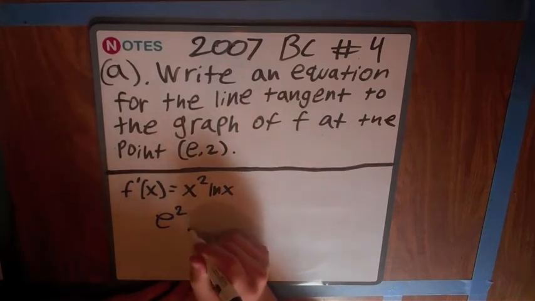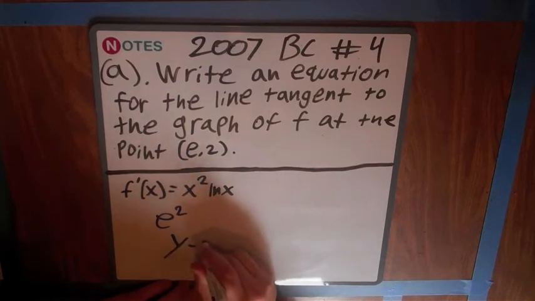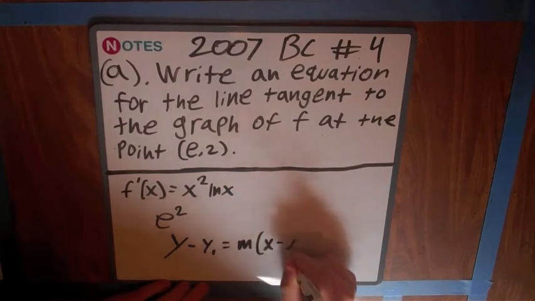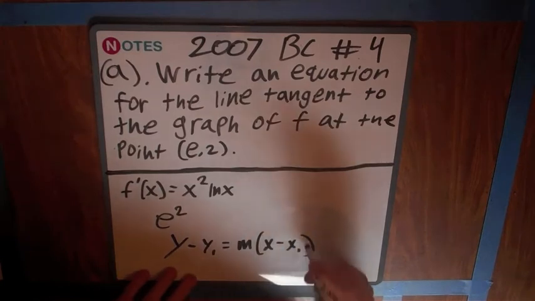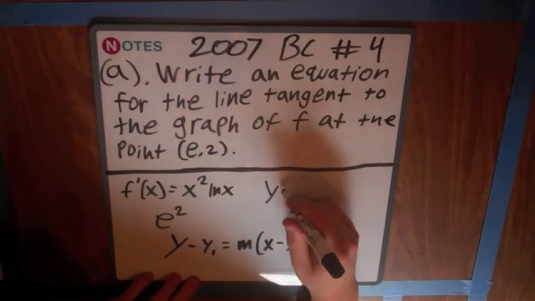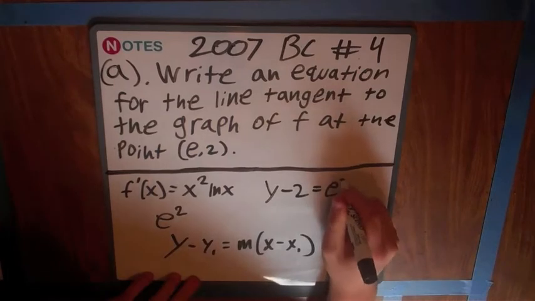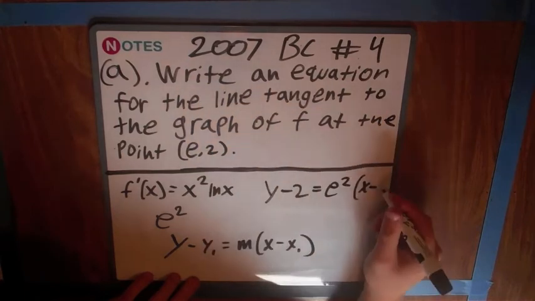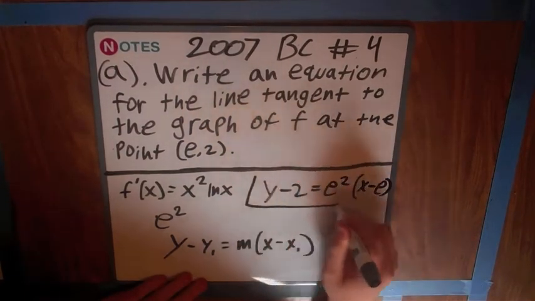So e squared. Now, using the equation y minus y1 equals m times x minus x1, this will give us the tangent line that we're looking for. So plugging in our numbers, y minus 2 equals e squared, that's our slope, times x minus e. And that is the equation of the tangent line.